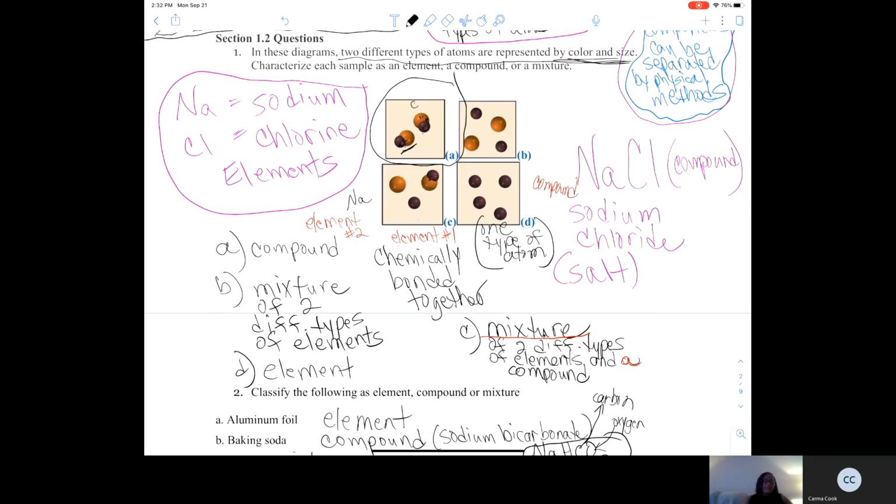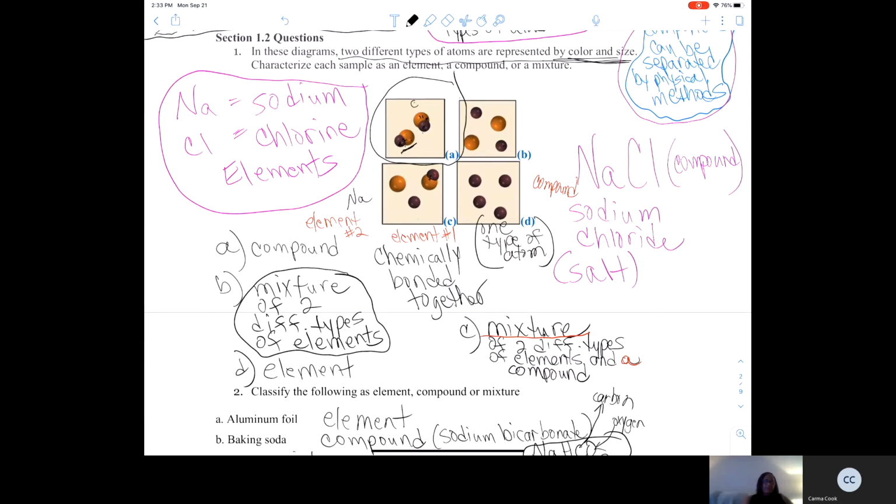Panel B represents elements. And there are two different elements here. You've got the dark brown circle by itself. Unlike panel A, where you have a dark brown connected to a light brown. So those two are connected to each other or touching. So therefore, you know it's a compound. But if each circle is separated from each other, it represents an element. And so you've got two different types of elements, the dark brown and the light brown. So therefore, this represents a mixture of two different types of elements.